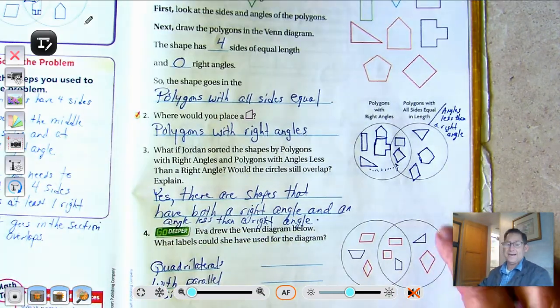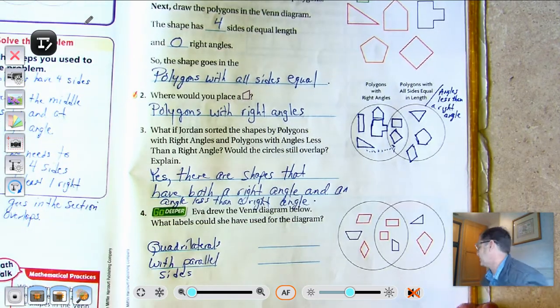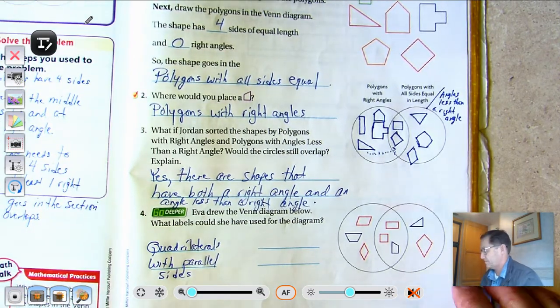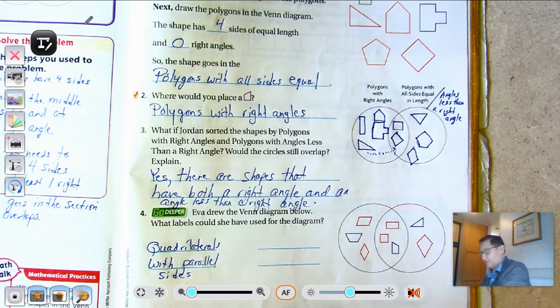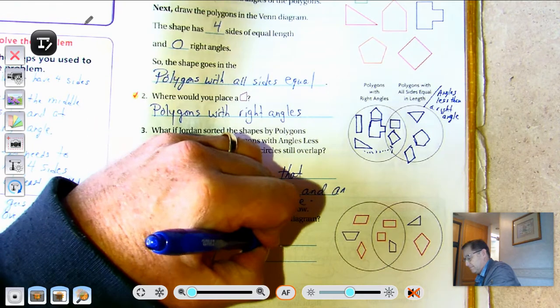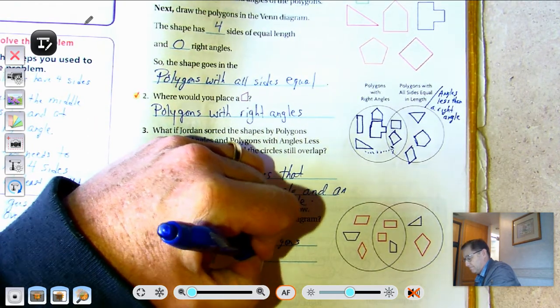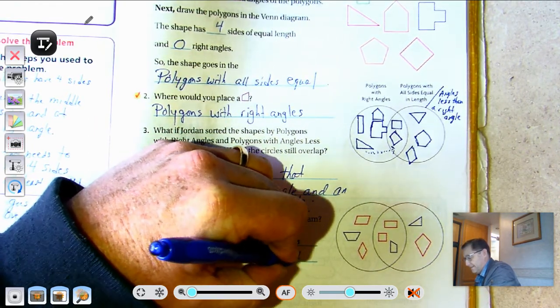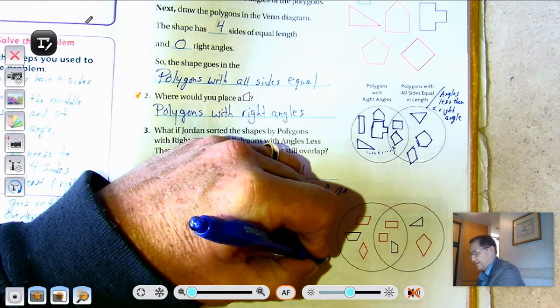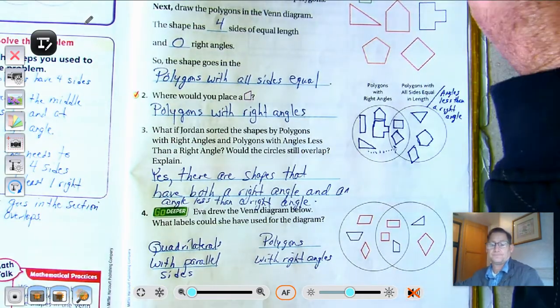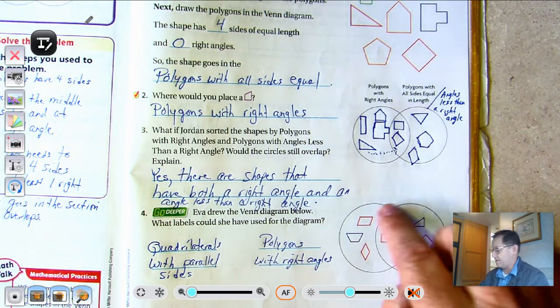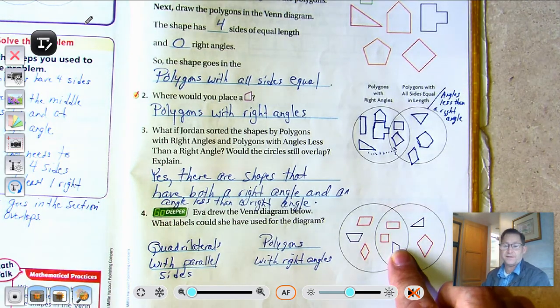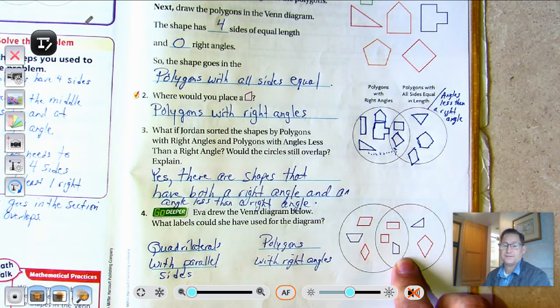What are the characteristics of the right-hand circle? They all have right angles. So we could say polygons with right angles. And that's why these three shapes are in the middle. They are quadrilaterals with at least one pair of parallel sides, and they also have right angles.